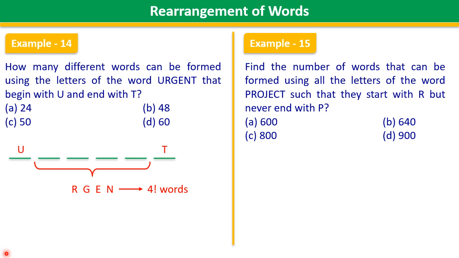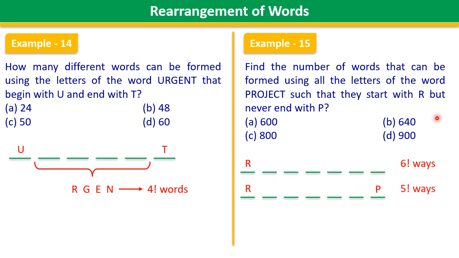Okay. Now again, this word project is a 7-letter word. We have to first locate these 7 places here, and we want that they should start with R but never end with P. Starting with R, how many words can be formed? So the first letter is fixed. The remaining 6 letters can be arranged in these 6 places in a total of 6 factorial ways. Now, if the first letter R is fixed and let us say the last letter is P, then in between 5 letters can be arranged in a total of 5 factorial ways.